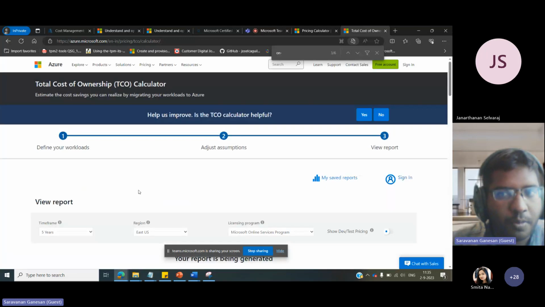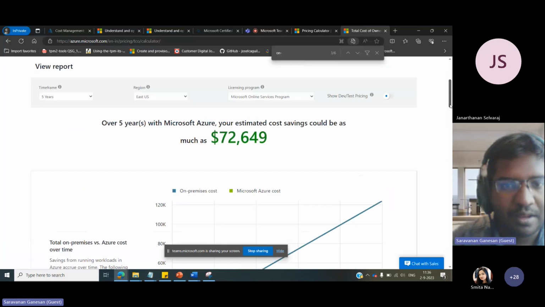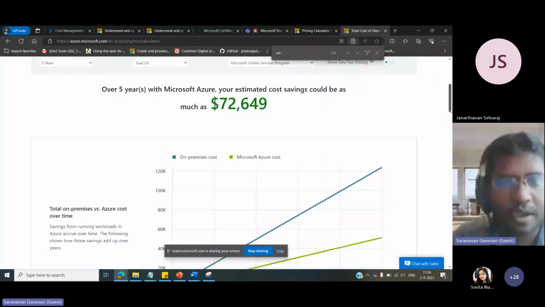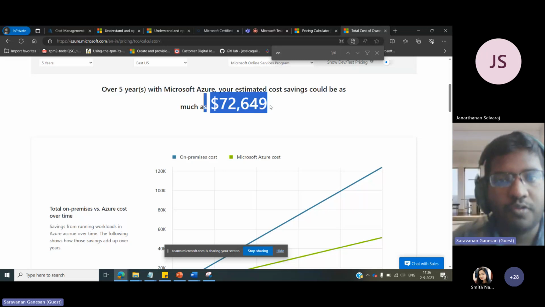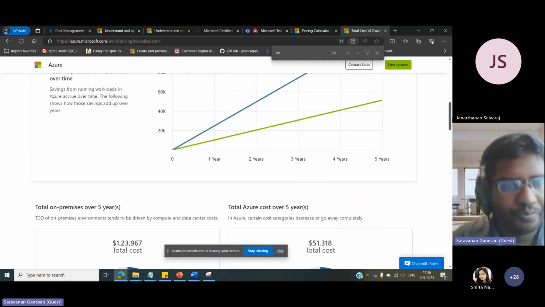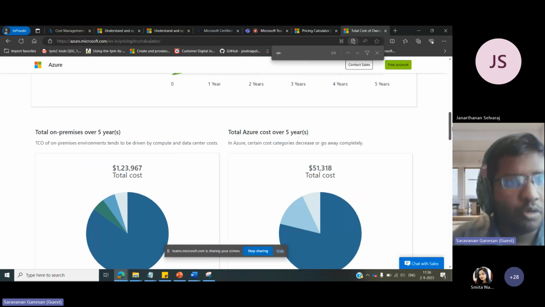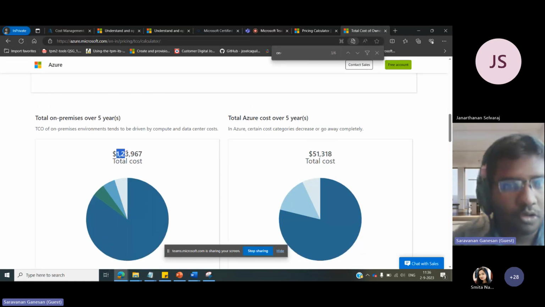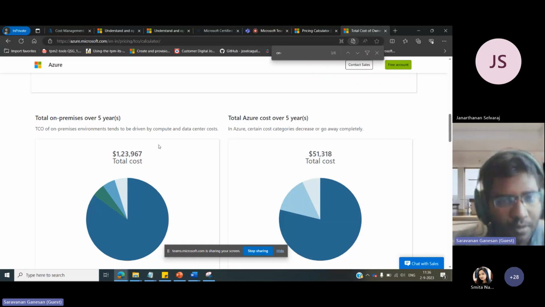Based upon your reviews, you can click each and everything, and you can give it for over 5 years with Microsoft Azure. Your estimated cost saving will be 22,649 USD actually. Okay, and the total on-premises cost will be here, and the total cost if I use the same services in on-premises, I am getting this cost. If I use the same services in Azure, I am getting this cost for the next 5 years.